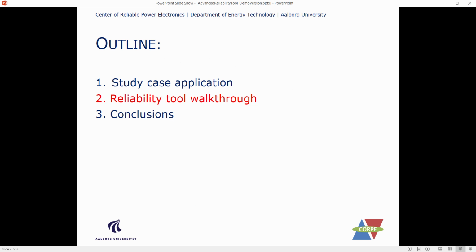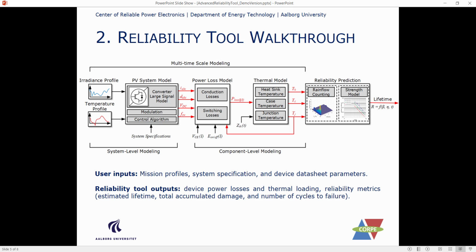Next, we can move on to the presentation of the tool. The general flow of the tool can be seen in this figure. The environmental emission profiles will represent the inputs to the PV system model. Here the user is required to include the emission profiles and the system level specifications such as DC voltage, switching frequency, and grid parameters. The dynamic behavior of the system under the given emission profiles will be used in the power loss model in order to compute the total losses generated by the power devices.